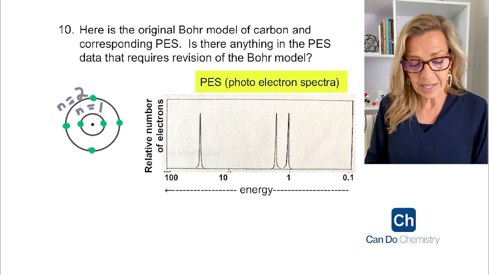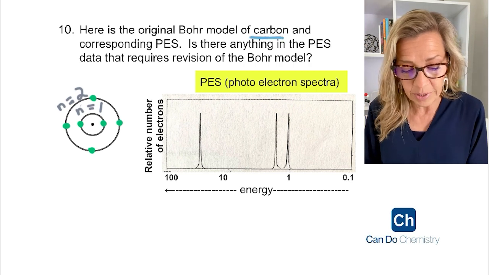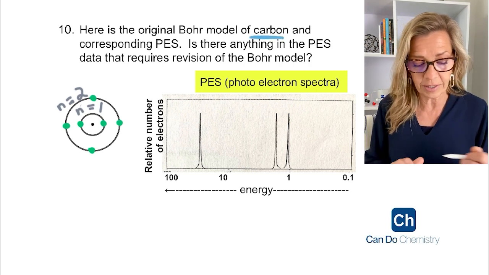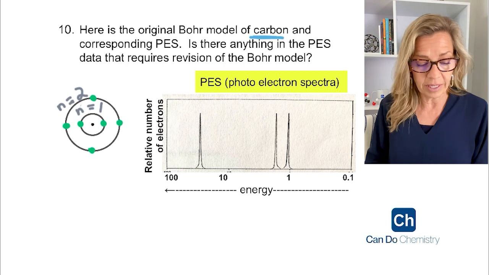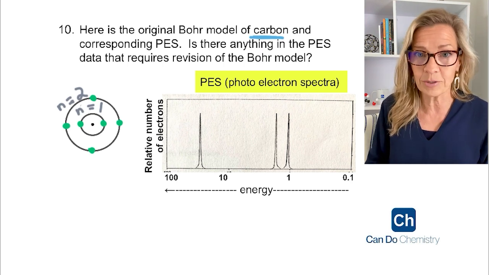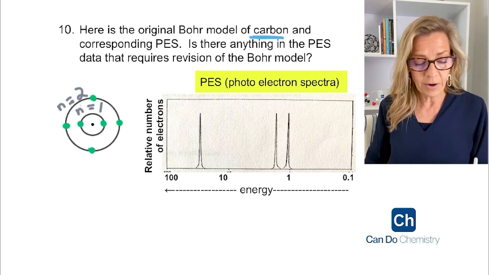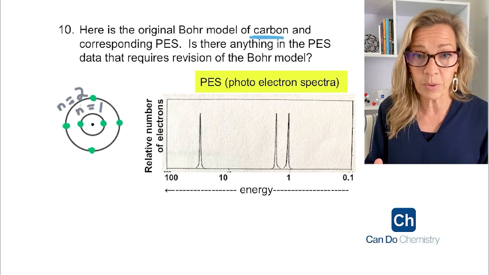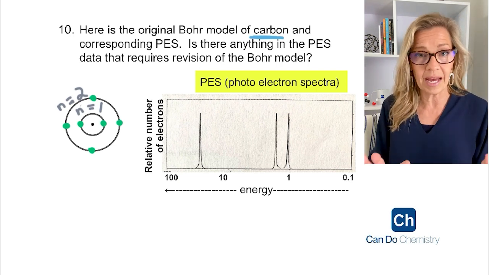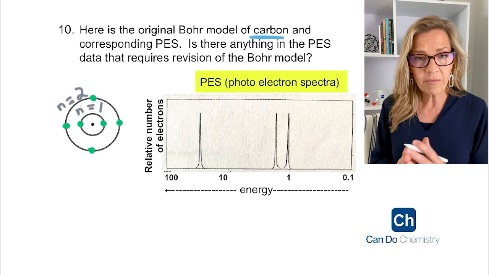And so what we've done here is we've got a carbon atom. So the first thing I want to do is look at the Bohr model. And so I see that I've got 6 electrons. That's good. And there are 2 on the first level and 4 on the second level. So that makes sense. Now we're going to go over to the PES.